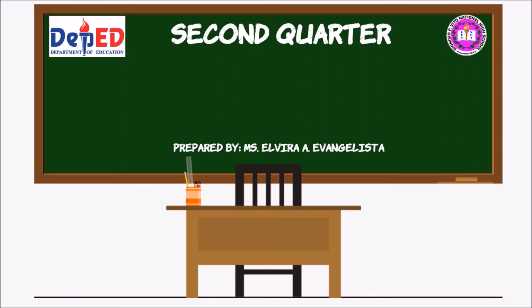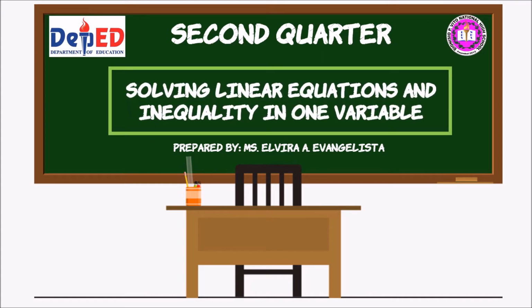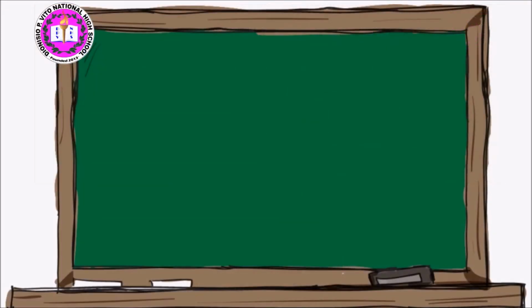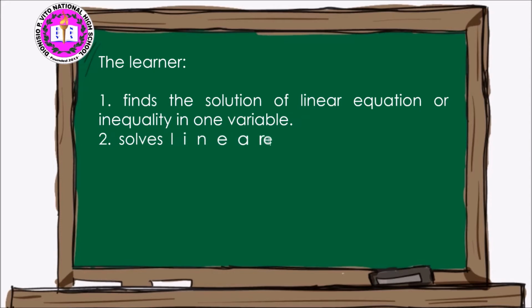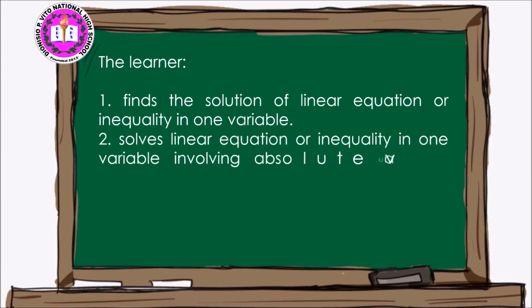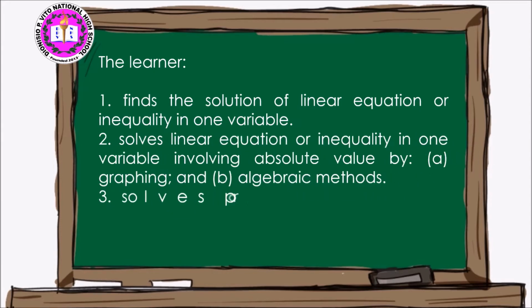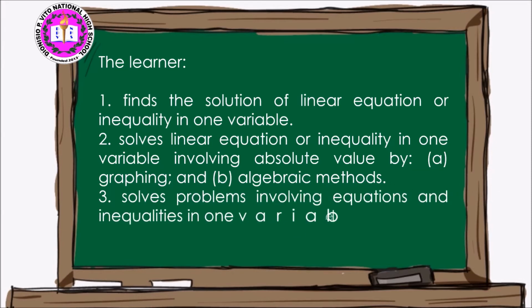Welcome to our next lesson, which is solving linear equations and inequalities in one variable. Our most essential learning competencies are: the learner first finds the solution of a linear equation or inequality in one variable. Second, solves a linear equation or inequality in one variable involving absolute value by graphing and algebraic methods. Third, solves problems involving equations and inequalities in one variable.